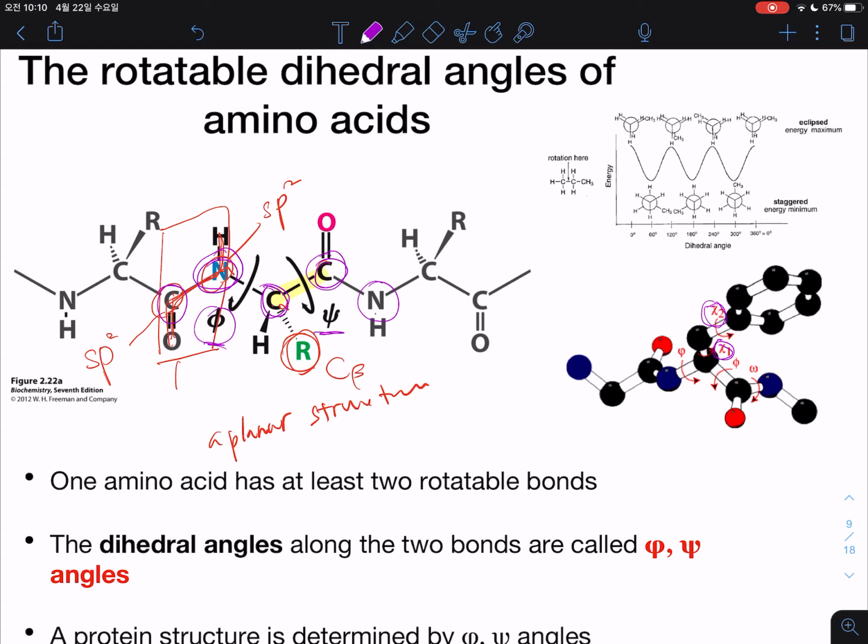As you have learned in organic chemistry class, the dihedral angle is defined between this carbon atom and the carbon atom behind, right? Based on the rotation of this dihedral angle, the energy can change. There are energy maxima and energy minima. These staggered conformations have lower energy than these eclipsed forms, right? So based on the rotation of these dihedral angles, the energy state of the whole protein chain can be changed, right?